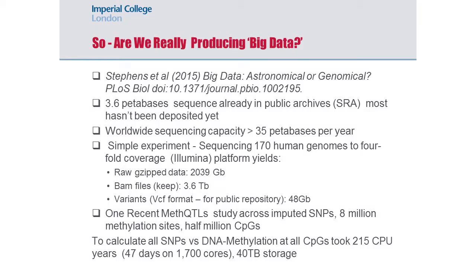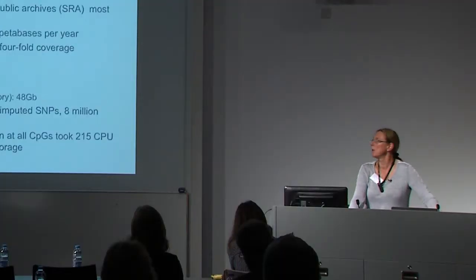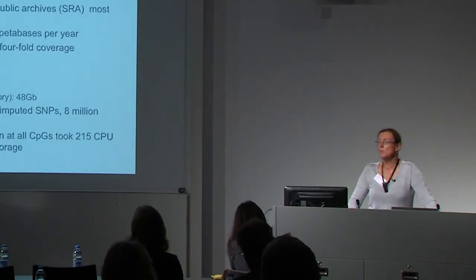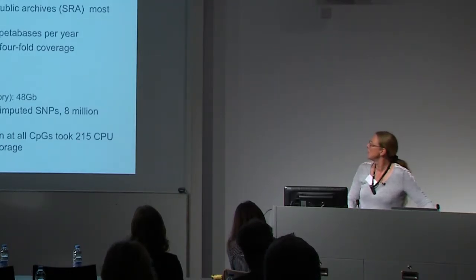Even one small lab can generate an awful lot of information. So sequencing 170 human genomes is the sort of thing that many labs now do on a fairly regular basis. And just that one experiment is able to produce 40, 50 gigs of the publication-level data, the sort of data that you need to send to public repositories. And if you need to store the raw data from that size of project, it is a few terabytes, in fact. So that mounts up awfully quickly.